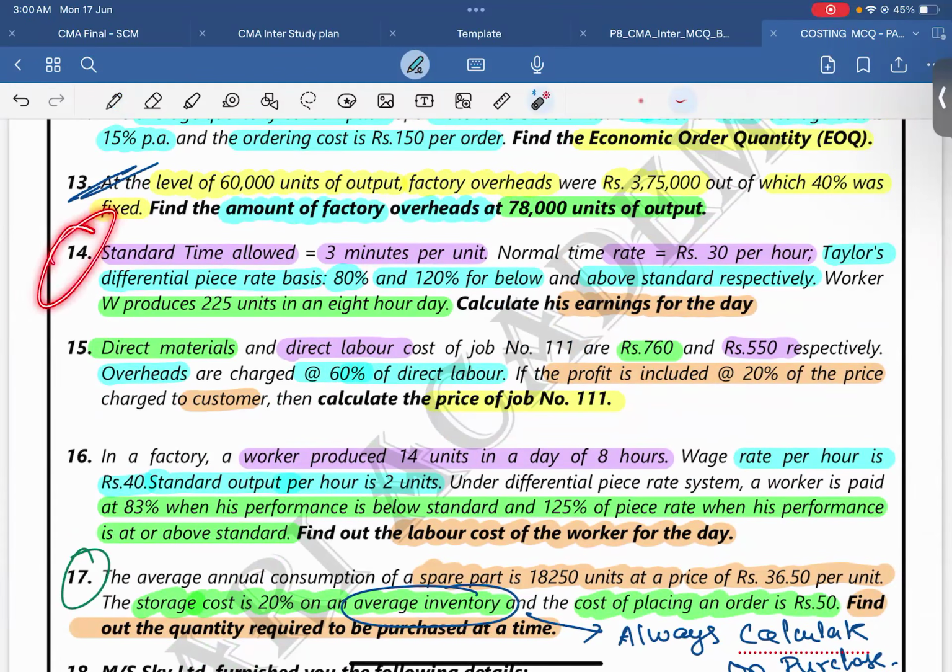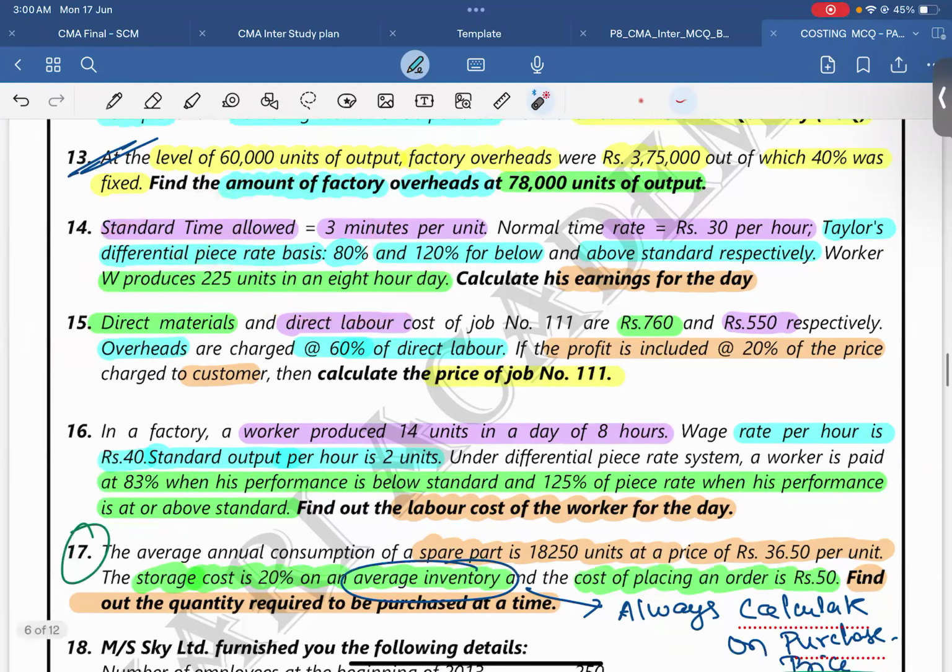The standard time allowed is 3 minutes per unit. Normal rate is rupees 30 per hour. Taylor's differential piece rate on the basis of 80 and 120 percentage are below and above the respective standard. Worker W produces 225 units in an 8 hour day. Calculate his earnings for the day. So we will calculate whether he has underperformed or overperformed. If they overperform, we will give 120 percentage. If underperformed, we will give 80 percentage.